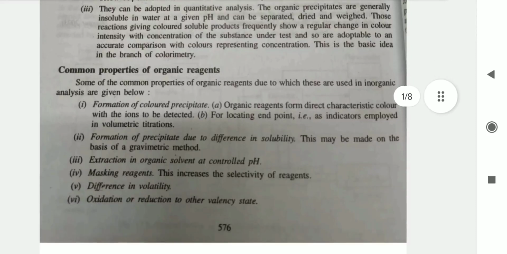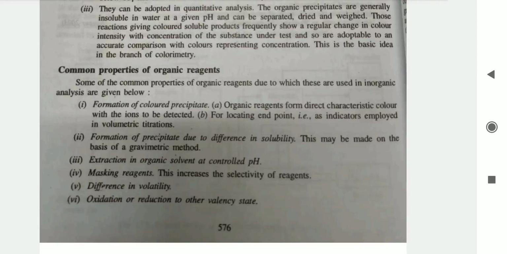Common properties of organic reagents. Some of the common properties of organic reagents due to which these are used in inorganic analysis are given below. First, formation of colored precipitate. A. Organic reagents form direct characteristic color with the ions to be detected. B. For locating endpoint, that is, as indicators employed in volumetric titrations. Second, formation of precipitate due to difference in solubility. This may be made use of on the basis of a gravimetric method.